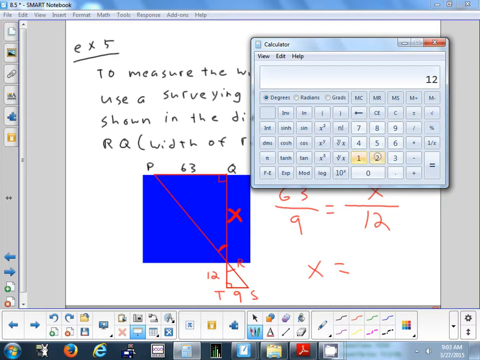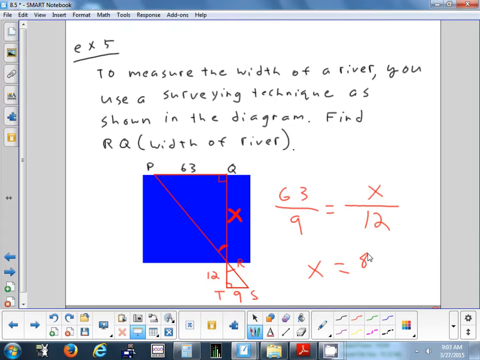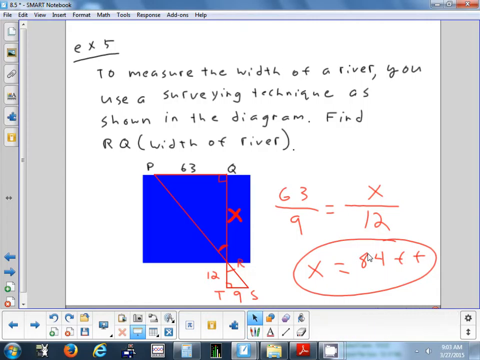Let's see what we get. So we get 84 feet. These are all in feet. I didn't put that. Yep, that's it. Any question on that? So in real life, if you can set up similar triangles, whether you're surveying something or you want to measure the height of something, just like we did, you could do this and actually measure distances that might be kind of hard to measure otherwise.